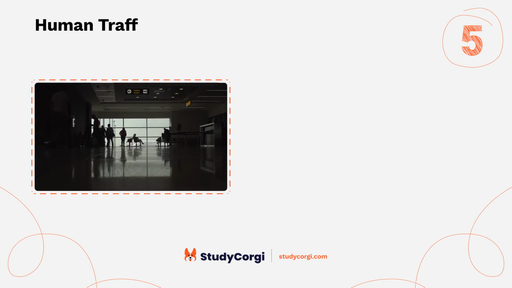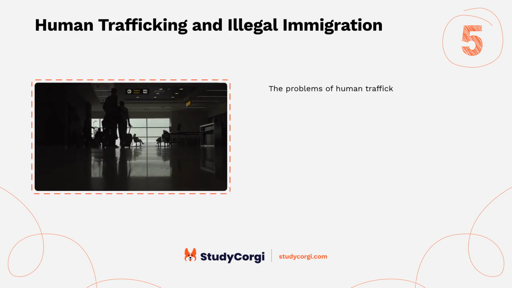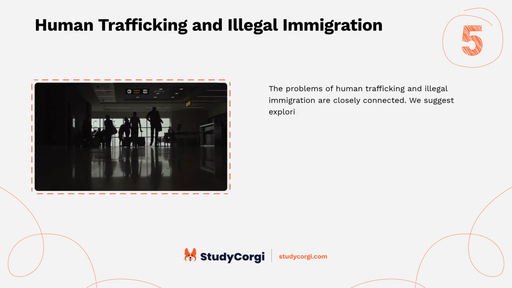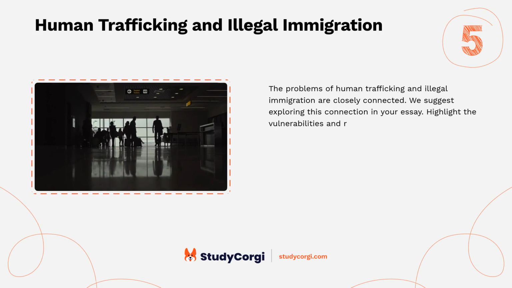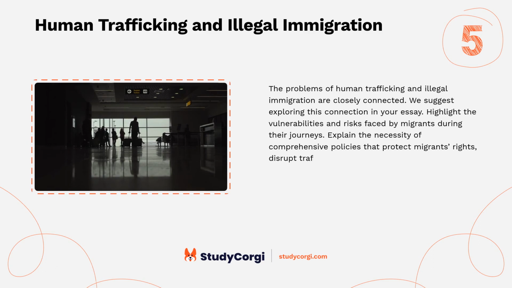Human trafficking and illegal immigration. The problems of human trafficking and illegal immigration are closely connected. We suggest exploring this connection in your essay. Highlight the vulnerabilities and risks faced by migrants during their journeys. Explain the necessity of comprehensive policies that protect migrants' rights, disrupt trafficking networks, and promote safe and legal migration channels.